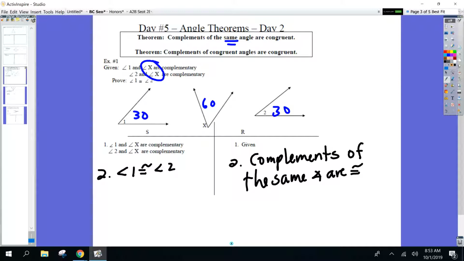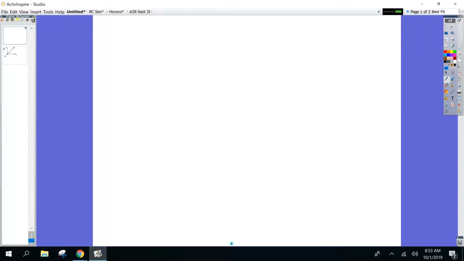We all good? Okay, now here's the big thing for today. How is this different from the next one, which says complements of congruent angles are congruent? Ready? Here, just focus in. Here's my little explanation.